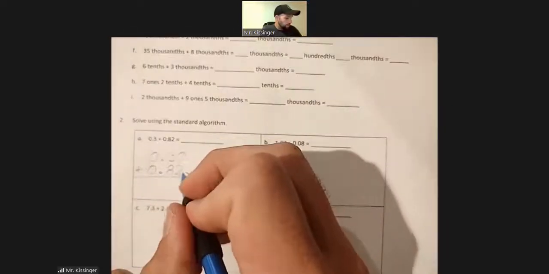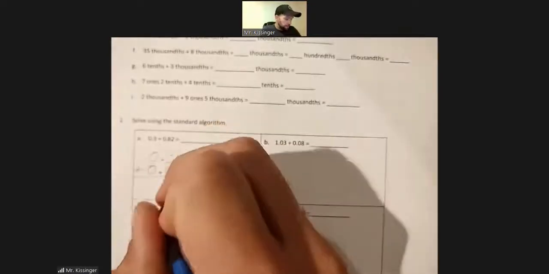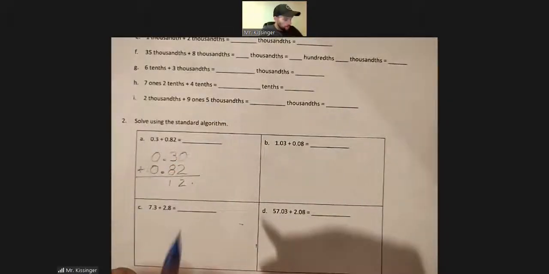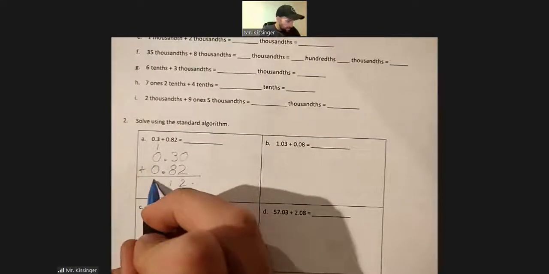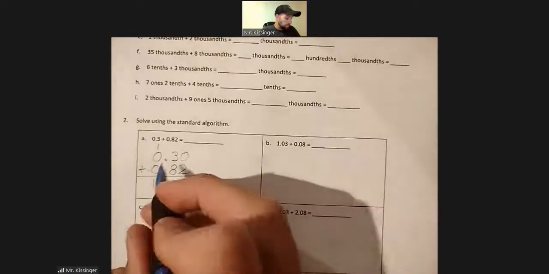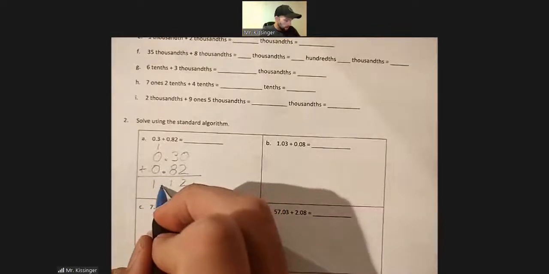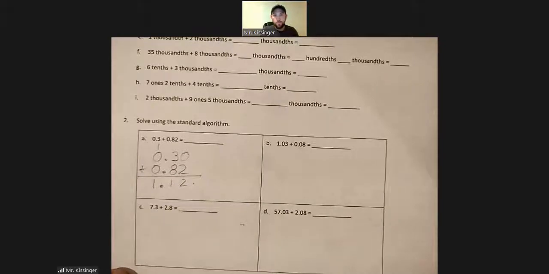We can add 0 plus 2, we get 2. 3 plus 8 is 11. We're going to put 1 down here, and then we carry our 1. And then we bring this 1 right down. And then the last thing we need to do that's really important is we need to bring our decimal down. We'll put it right here. Then we get 1.12 or 1 and 12 hundredths.